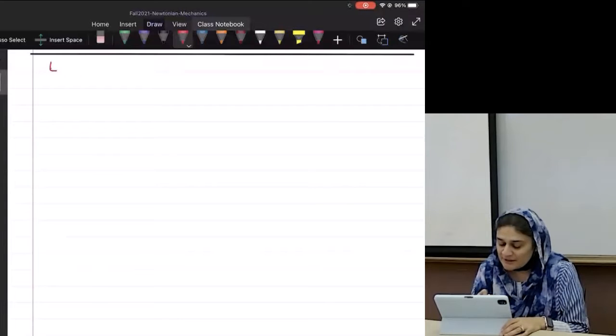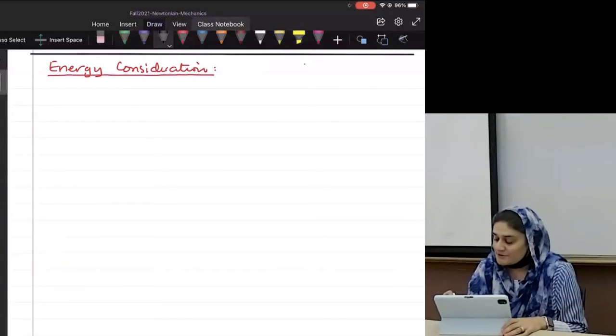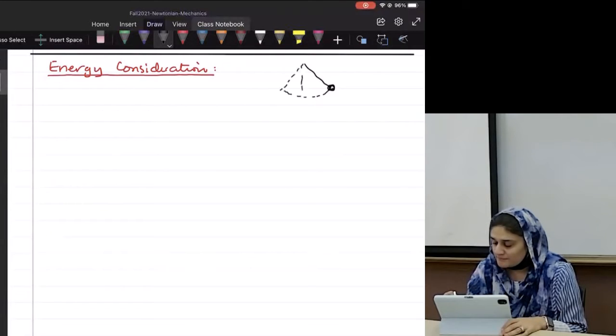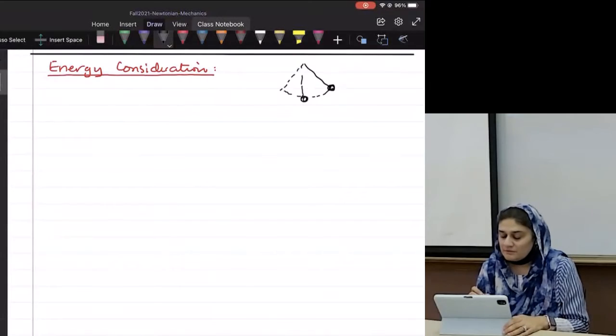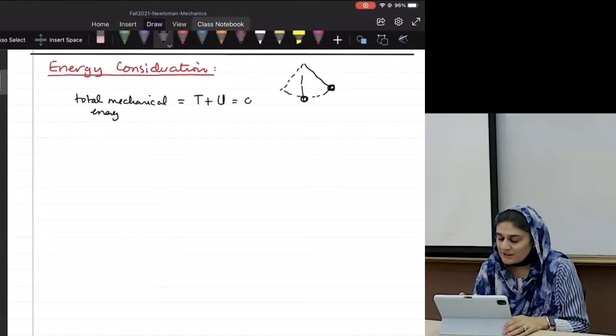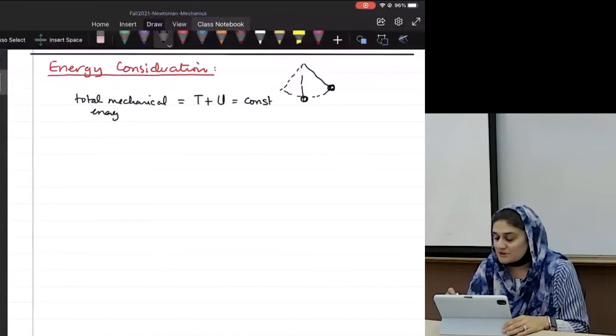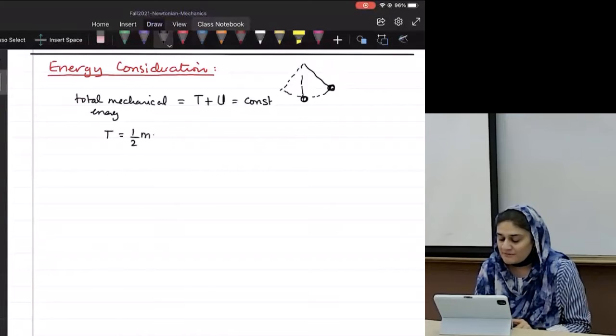So we are going to do energy first. We have a pendulum, and it goes back and forth, comes back down. We know that total mechanical energy T plus U equals a constant. Can I rewrite T in this situation as 1/2 mv squared?